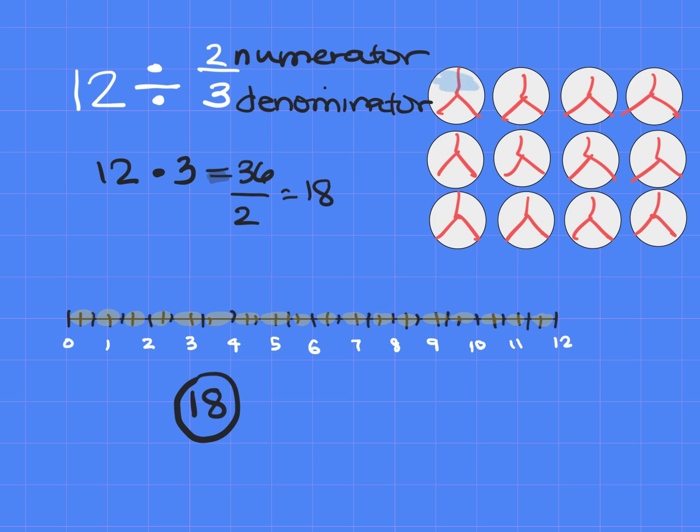So that's 1, 2, 3, 4, 5, 6, 7, 8, 9, 10, 11, 12.